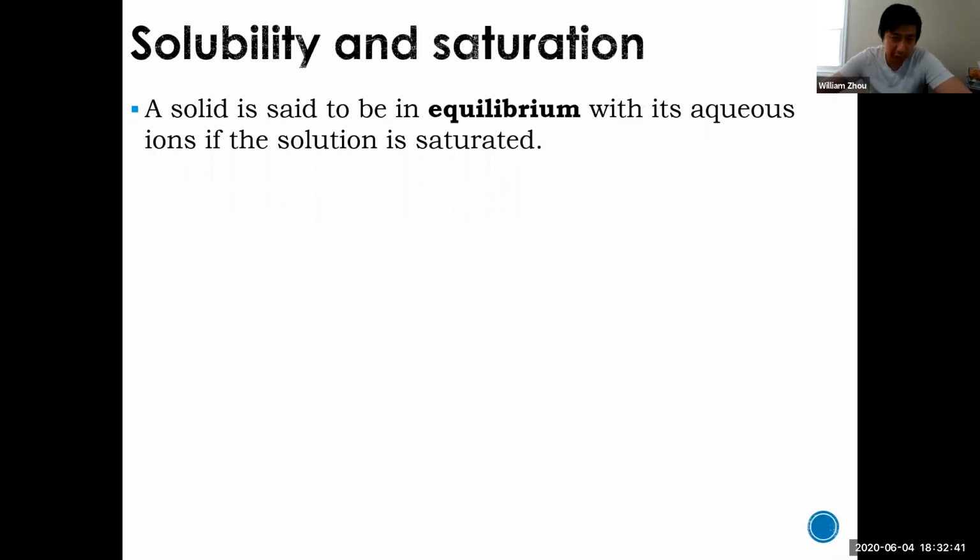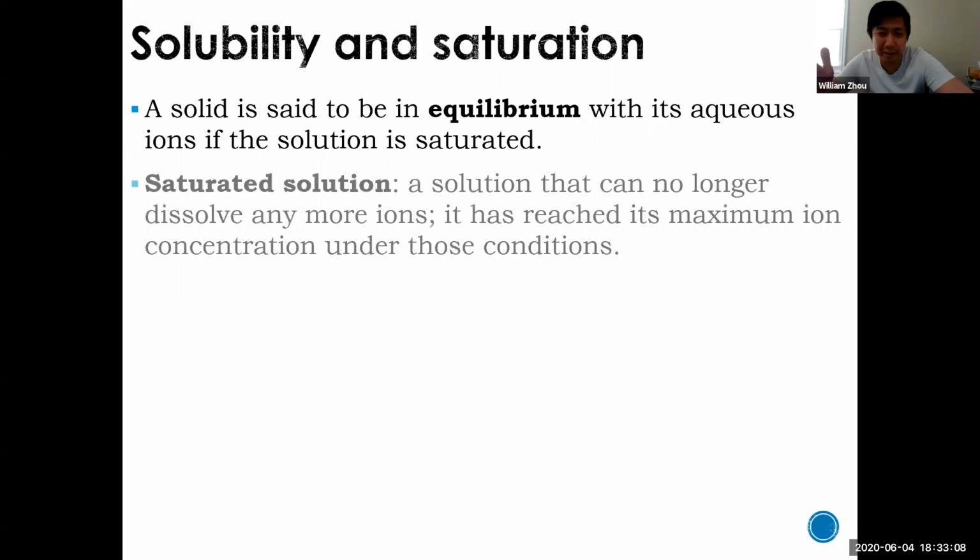Now, the solid is said to be in equilibrium with the ions only if it's saturated. If you're not saturated, that means you can still dissolve more. Okay, if you drop just a little bit of salt in water and swirl it around, you're not going to see anything because all the salt will dissolve. That is not equilibrium. That is just straight up dissolved. But if you add so much salt where solid starts to form because it won't dissolve anymore, that is equilibrium.